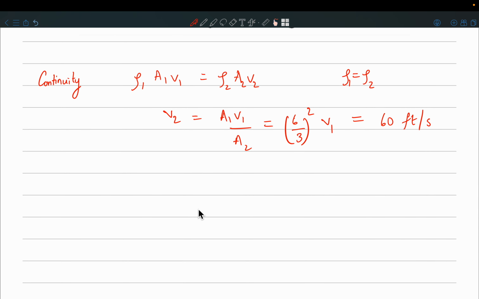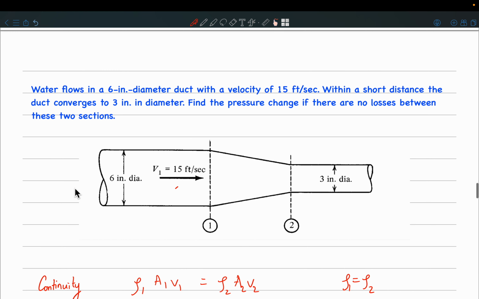Then what is the next thing you said you'll do? Bernoulli. No, we don't. So we have to find the pressure change. Right, so we need to find delta P. So we don't need the initial pressure.